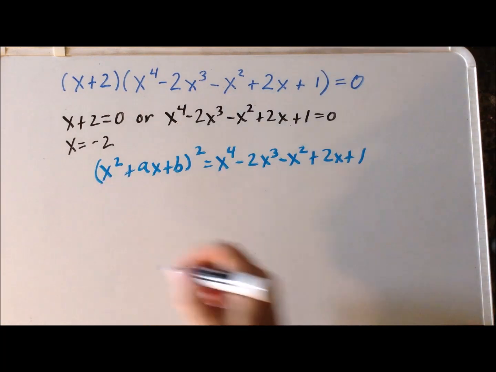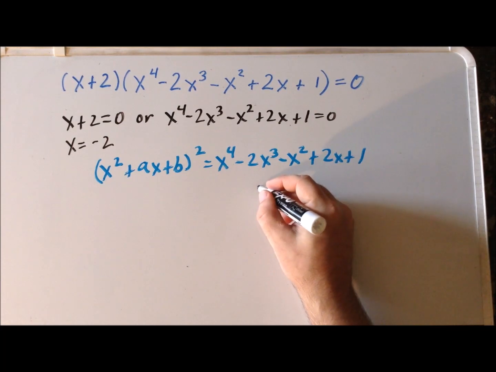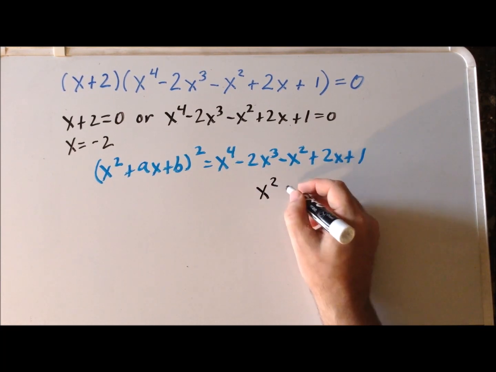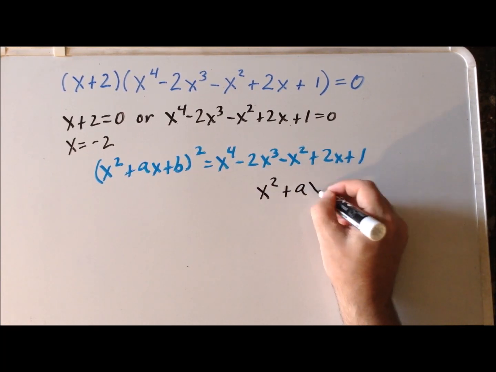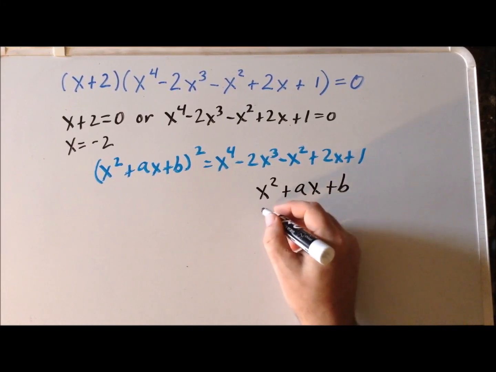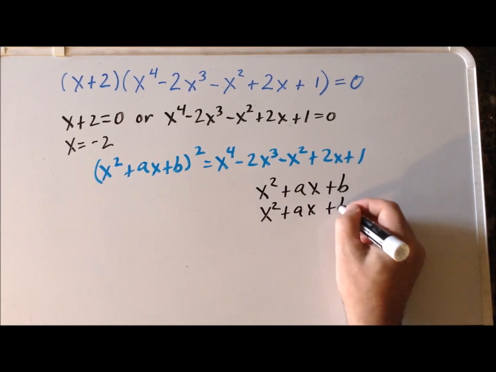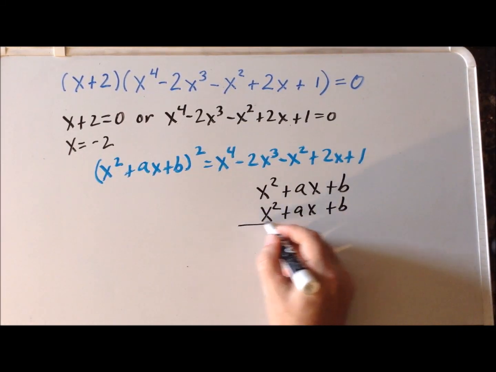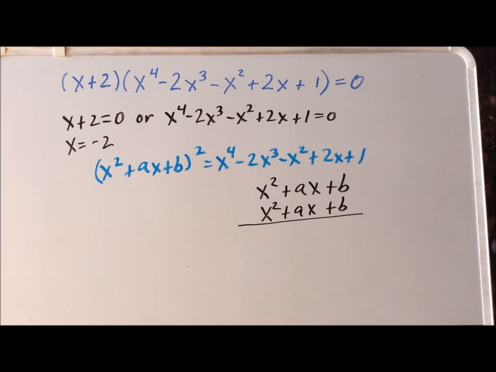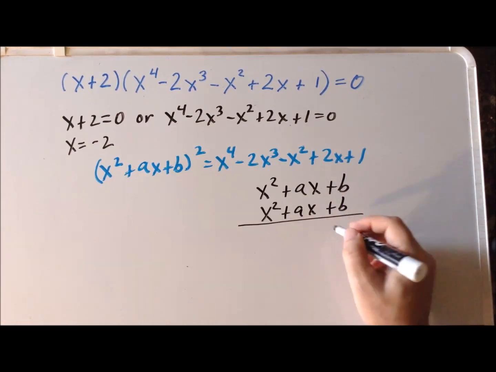So we take our quadratic equation, x squared plus ax plus b, and multiply it by x squared plus ax plus b. We're just going to use the definition of squaring. And now we can multiply term by term in a manner analogous to the multiplication of large numbers. So b times b is b squared.